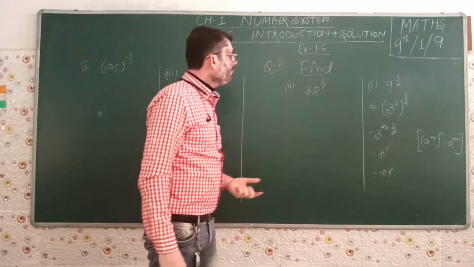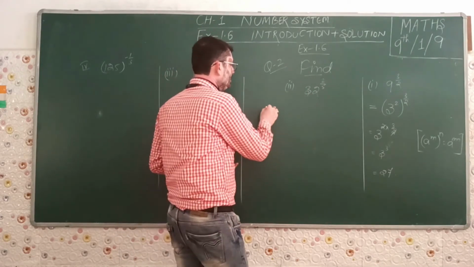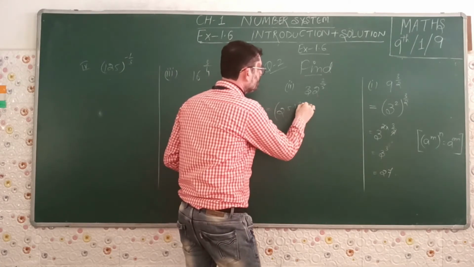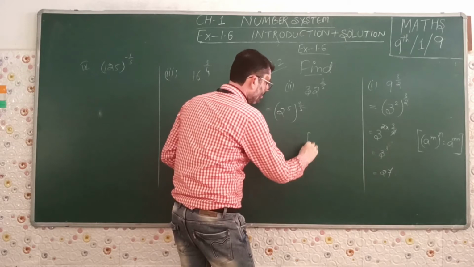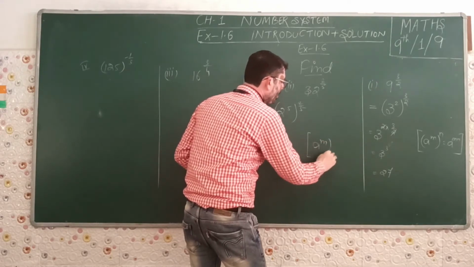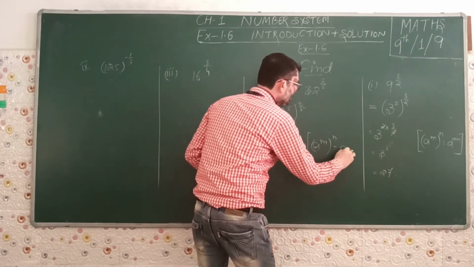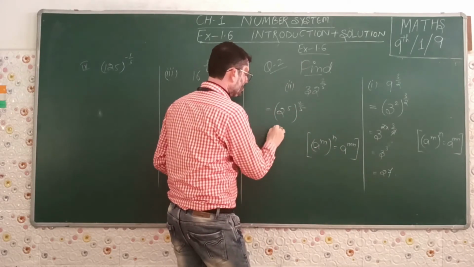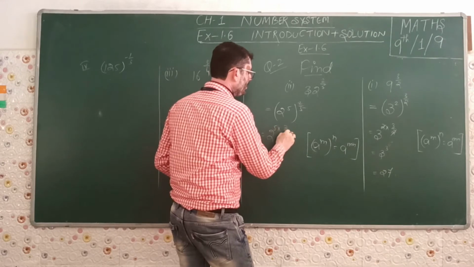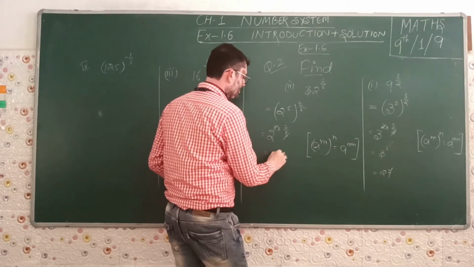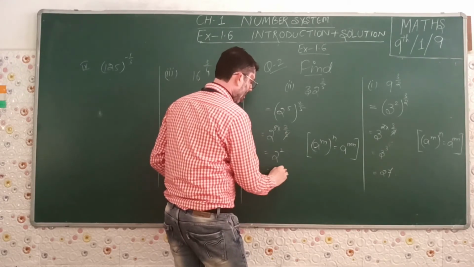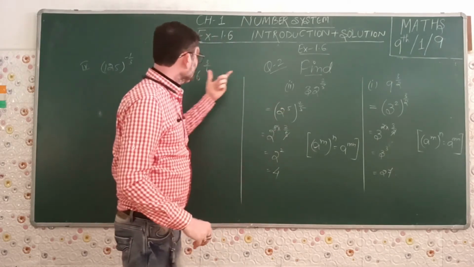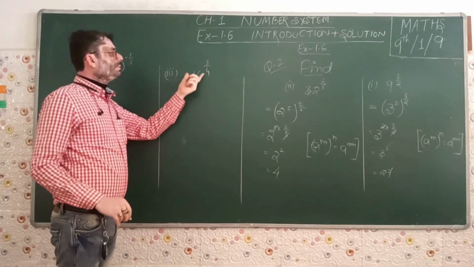32 to the power 2 by 5. 32, we have seen, can be written as 2 to the power 5, whole to the power 2 by 5. And again, by applying the law, a to the power m, whole to the power n is a to the power mn, if you solve it, this is 2 to the power 5 into 2 by 5. 5 cancels. This is 2 to the power 2, and that is equal to 4. Moving on to the next question. 16 to the power 3 by 5.